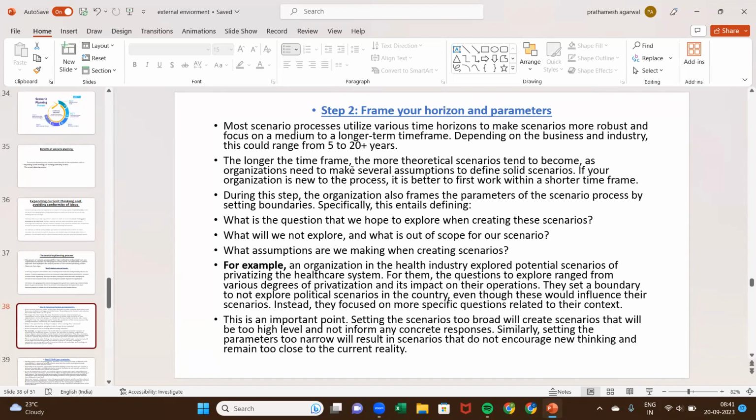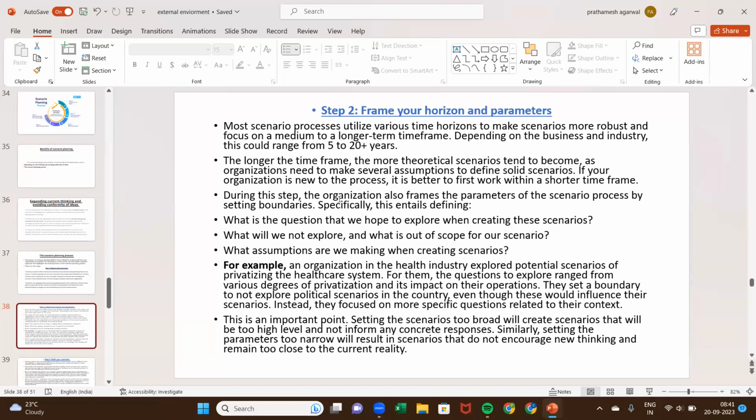The longer the time frame, the more theoretical scenarios tend to become. As an organization, we need to make several assumptions to define solid scenarios. And assumptions, if they are true, you need to support with evidence. Assumptions, if they are false, again you need to support with evidence.